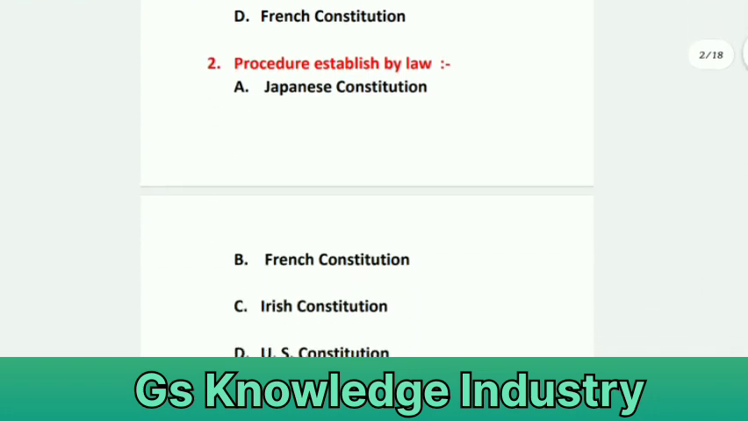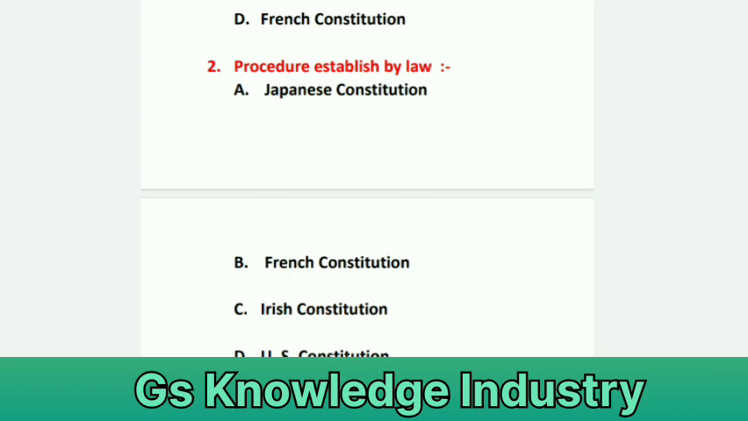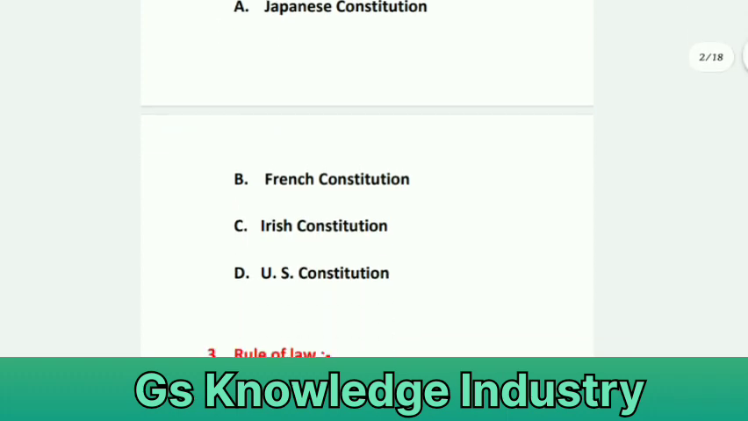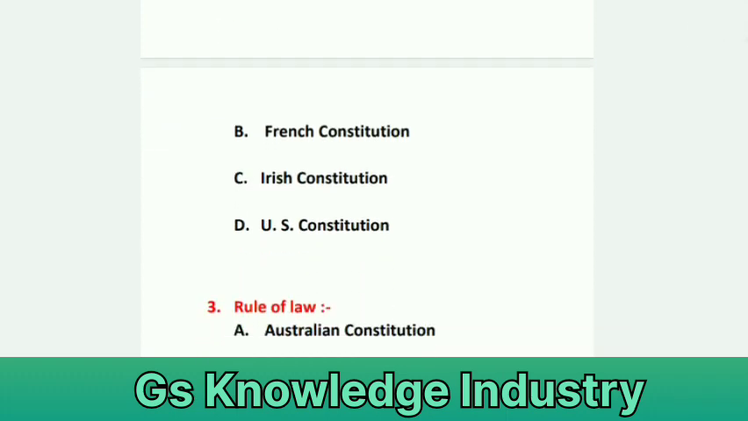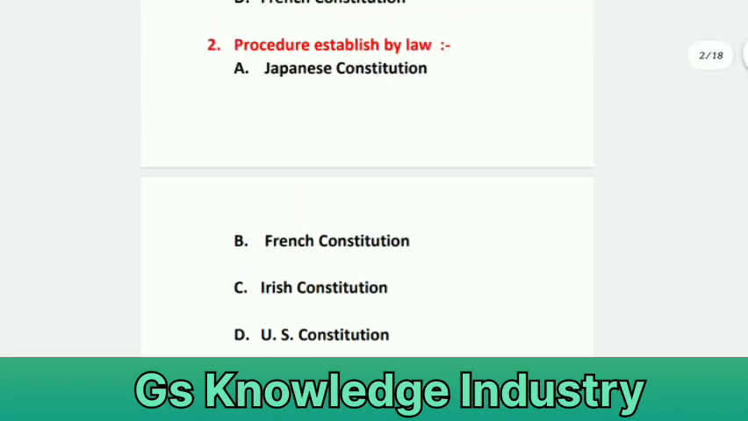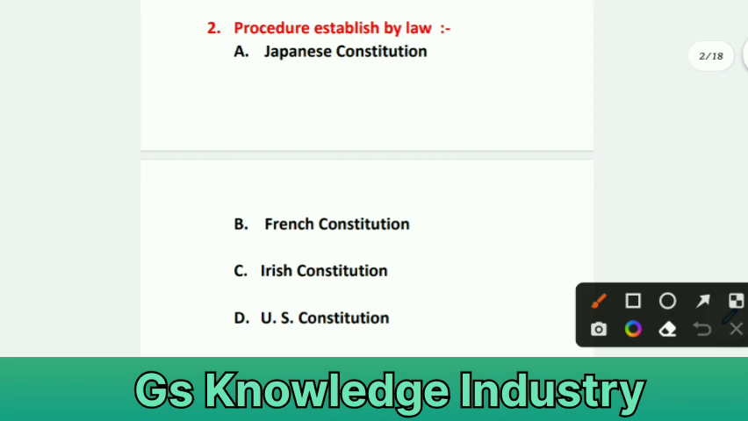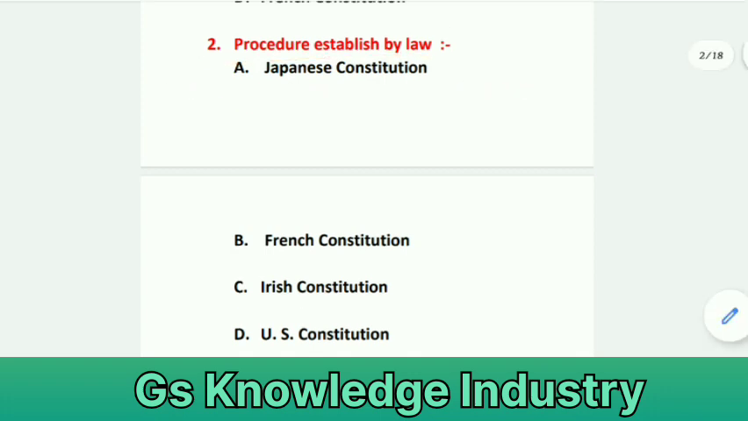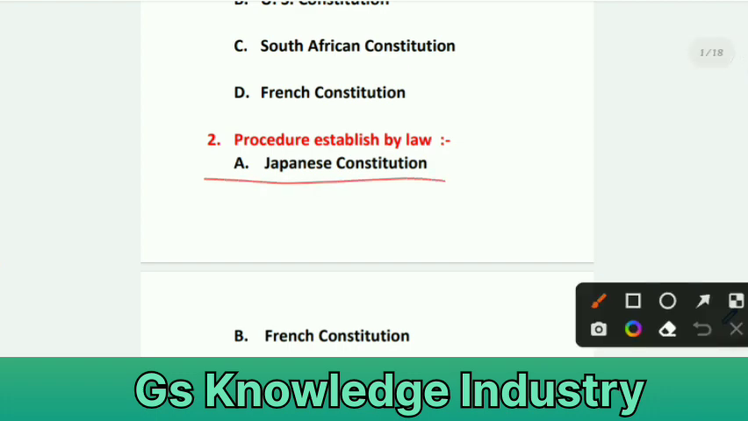2 number question. Procedure established by law. This system has been derived from which constitution? Option A Japanese Constitution. Option B French Constitution. Option C Irish Constitution. Option D US Constitution. Here the right answer is option A. Option A is the correct answer. Japanese Constitution.